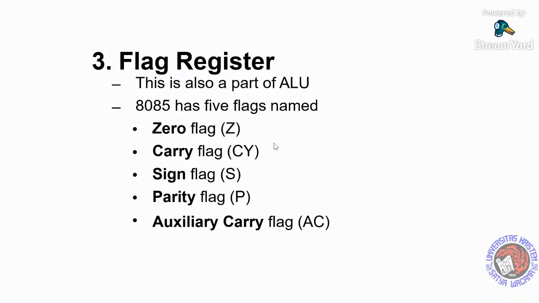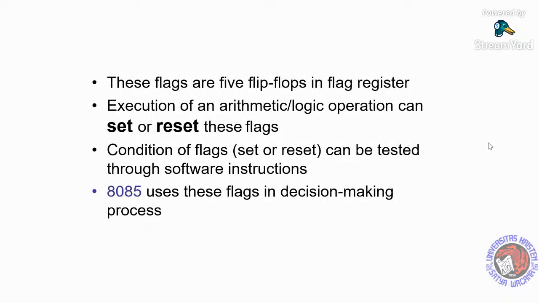We have a flag register that I already told you about in the previous session. We have the zero flag, carry flag, sign flag, parity flag, and auxiliary carry flag. These flags are flip-flops in the flag register. After execution of an arithmetic or logical operation, they can be set or reset. Condition flags can be tested through software instructions. So the 8085 uses these flags in the decision-making process. As I told you previously, these flags denote information about what happened in the instruction.